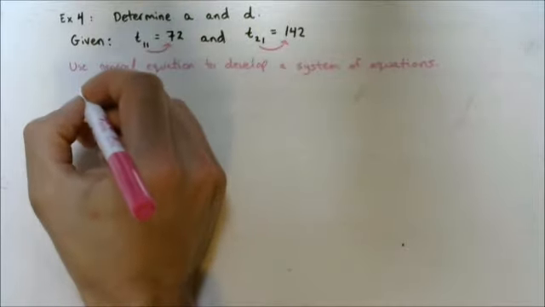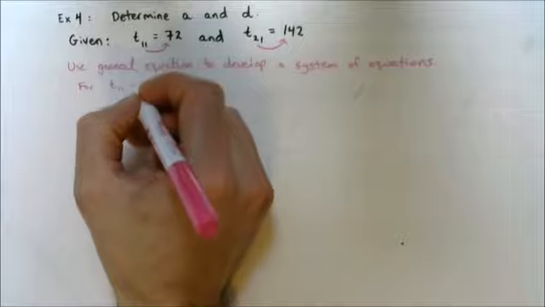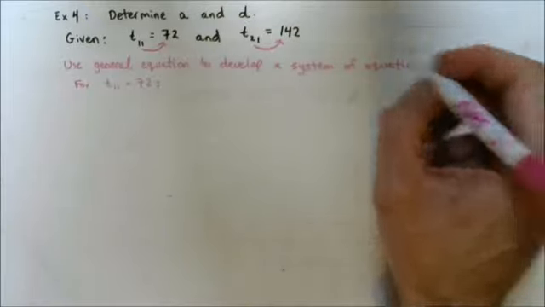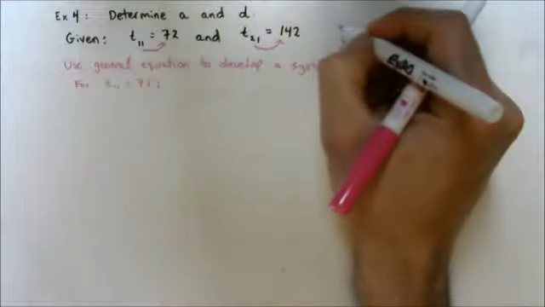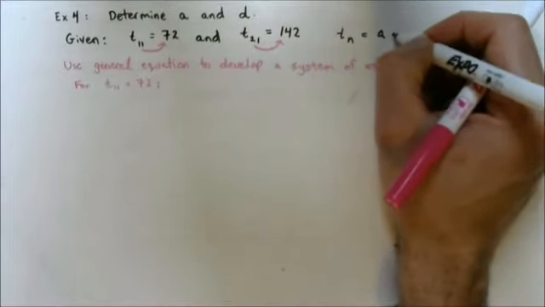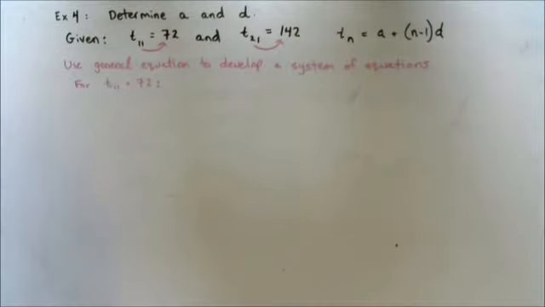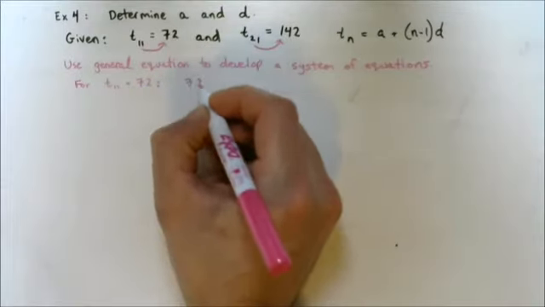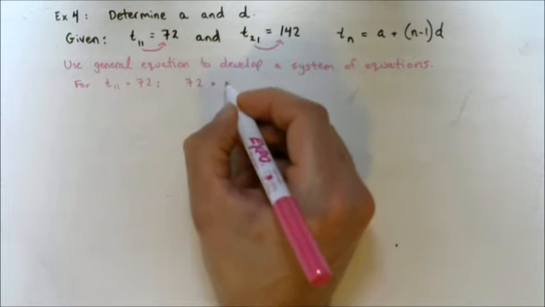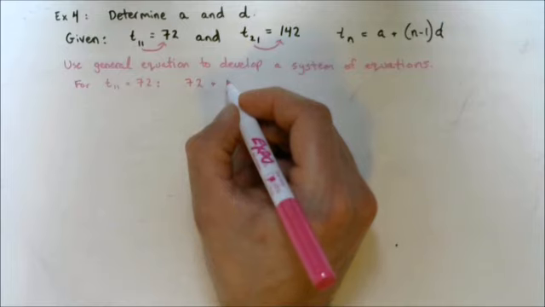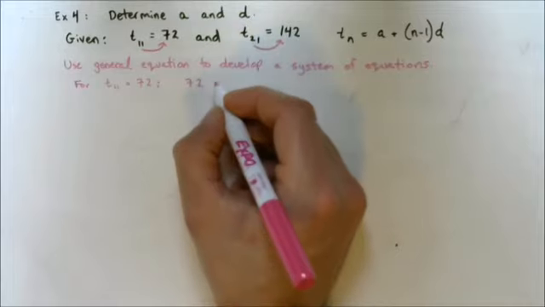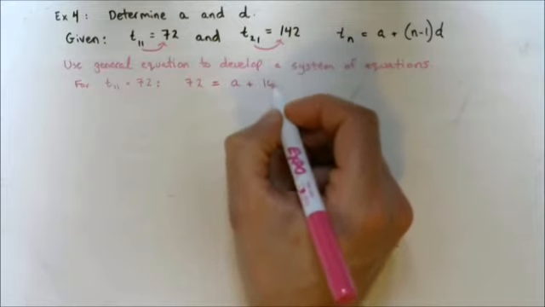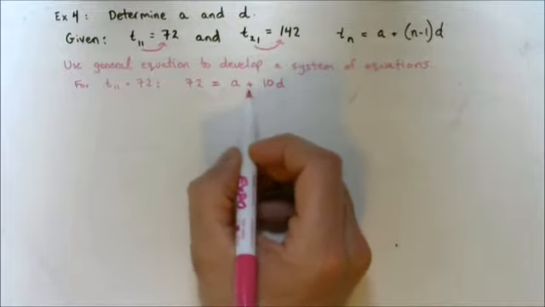Okay, so for t sub 11 equals 72, we take our general equation, and maybe I'll write our general equation up here somewhere. t sub n is equal to a plus n minus 1 d. So I'm going to take that equation and sub in n is 11 and the value of the term is 72. So 72 equals a, because we don't know a. n minus 1 becomes 10, because it's 11 minus 1. So 72 is equal to a plus 10d.